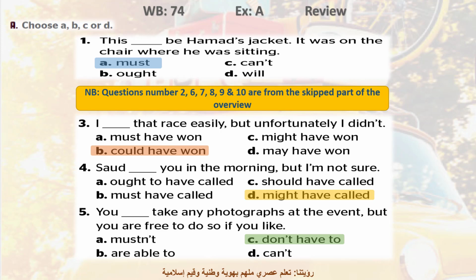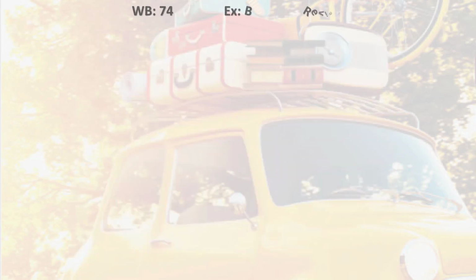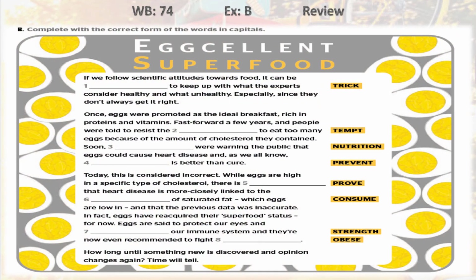Okay? Now let's move to exercise B. Here is exercise B. Complete with the correct forms of the words in capitals. Here we have 8 words and we need to use them in the correct form according to their part of speech in each sentence. Okay? Again, pause the video and try to do the exercise yourselves and then play the video again to check your answers. Go on. Here are the answers.